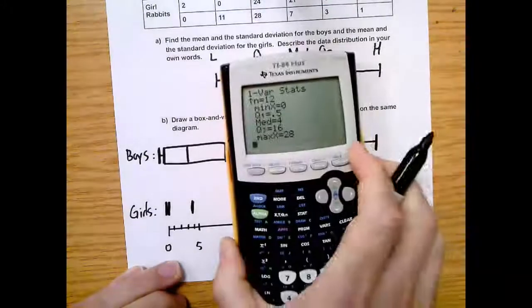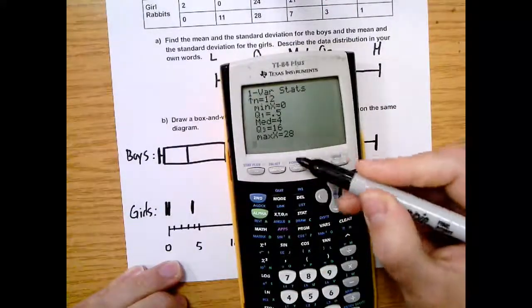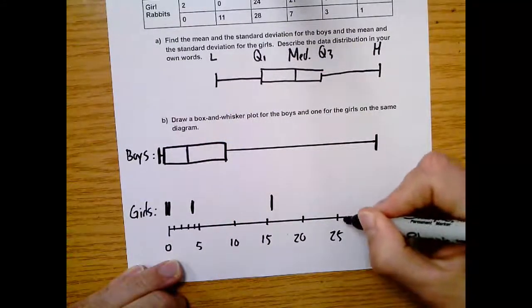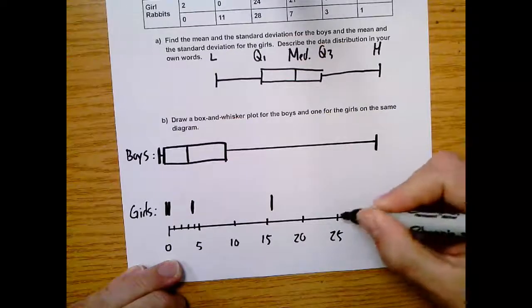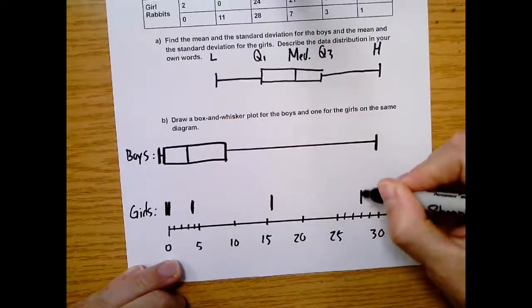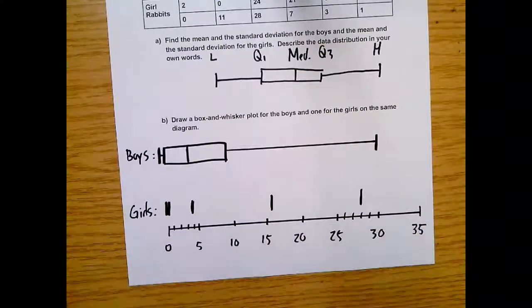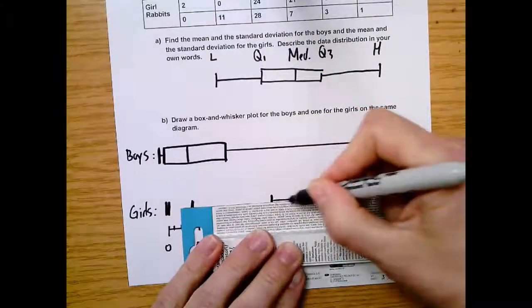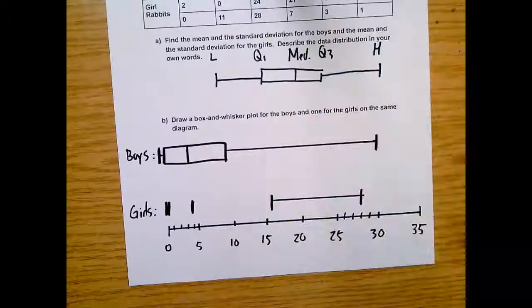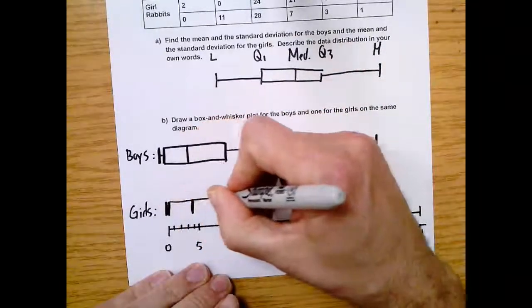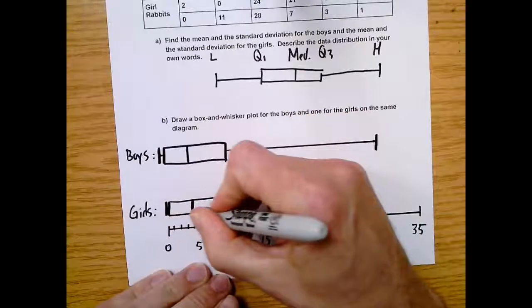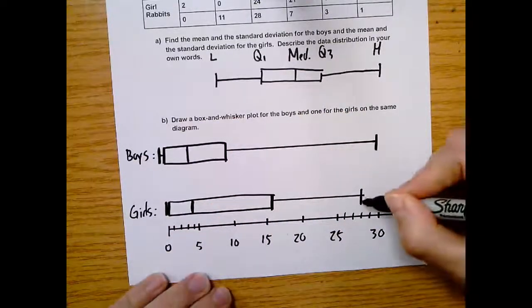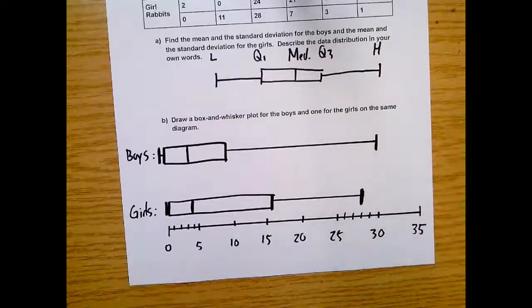And then my max value was 28, all right? So 25, 26, 27, 28, so about there. All right, so this would be the girls' box and whisker plot. And again, for these longer lines, I like to use my ruler. That's the whisker, and this is the box. And there you go. This would be the girls' box and whisker plot.